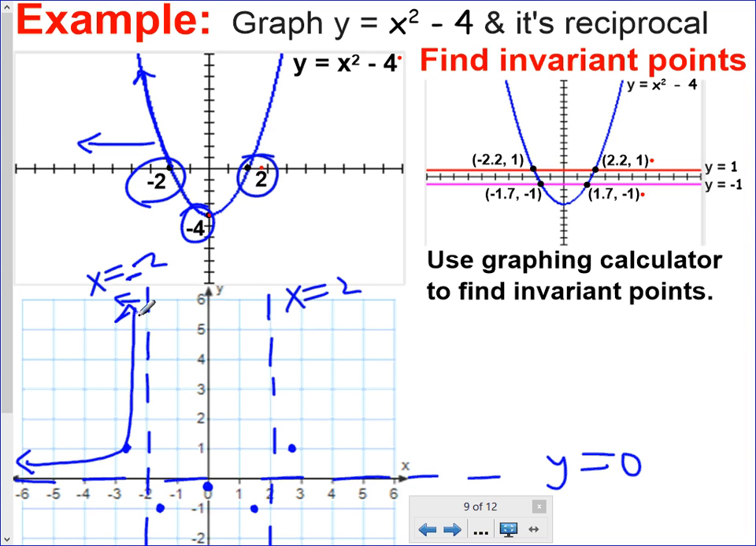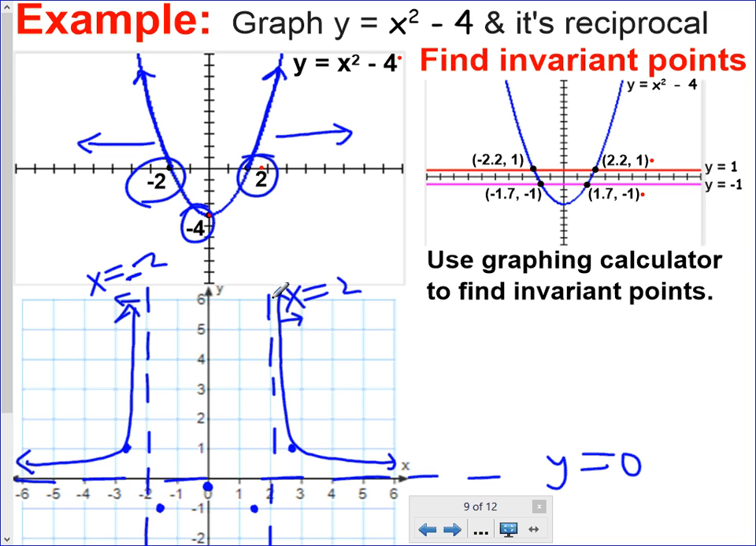Remember, everything is opposite. If I look at this section here to the right of the x-intercept, I'm starting small and getting big. So to the right of the asymptote, instead of starting small and getting big, I'm going to start big and get small, like that.